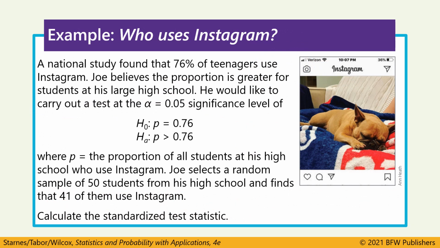So let's do one more example where we find a p-value. We'll skip the conditions for this one. A national study found that 76% of teenagers use Instagram. Joe believes the proportion is greater for students at his school. He tests the hypothesis, where the null hypothesis is that the proportion of students at his school using Instagram is the same as that national rate. The alternative is what he suspects to be true, that it's greater than 76%. He has a random sample of 50 students. He finds that 41 of them use Instagram. We'll start by finding the test statistic.